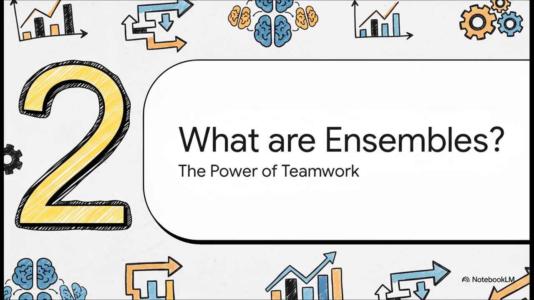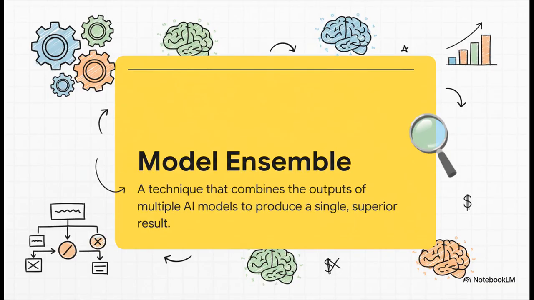So if routing is all about picking the best individual player for the moment, ensembles are about creating a championship-winning team through pure teamwork. An ensemble, to put it simply, is a technique where you just don't rely on one model's opinion. Instead, you send the very same request to a bunch of different models, and then you intelligently combine their outputs. The goal here isn't really to save money. It's to dramatically boost the quality and the reliability of that final result.